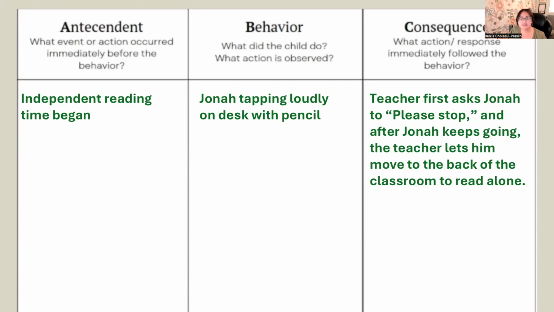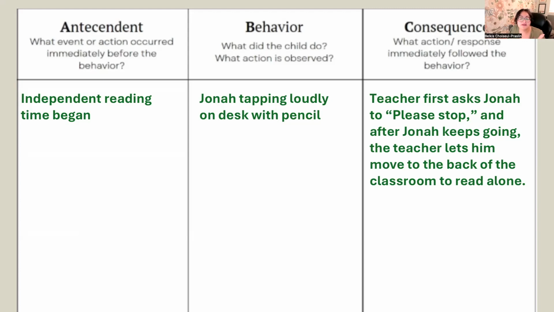Now, here's where it gets interesting. Let's think about why, or what Jonah might be trying to get or avoid. Could it be attention from the teacher? Maybe at first when he kept tapping the pencil and the teacher did something, maybe that was some sort of attention. But once he's moved to the back of the room, is he getting attention? Is he getting something different?